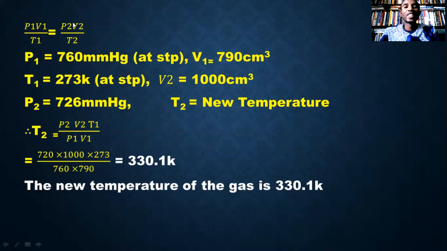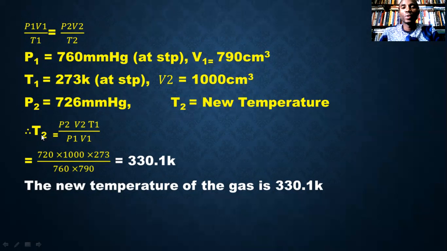All right, bringing this particular equation, we are going to have P1V1 over T1 equal to P2V2 over T2. Given that, you bring out the standard temperature. You are being told that it is at standard temperature and pressure, STP. So P1 will be this, T1 will be this, which is the standard temperature. Then P2 is given to you in the question, then V1, V2. Then you are looking for the new temperature, T2.